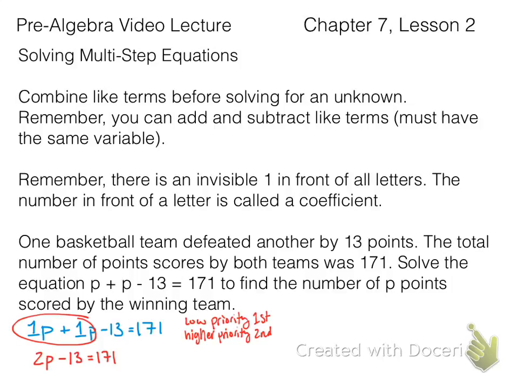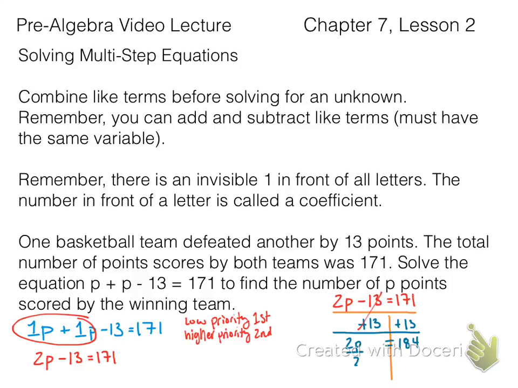Then, to solve for p, we're going to take care of low priority first, high priority second. And remember from last video, low priority stuff is addition and subtraction, higher priority is multiplication and division. So let's go ahead and set up the problem, and we're going to make our t, and we're going to add 13 on both sides, which means on the left side, the negative 13 and the plus 13 annihilate each other, and we're left with 2p equals 184.